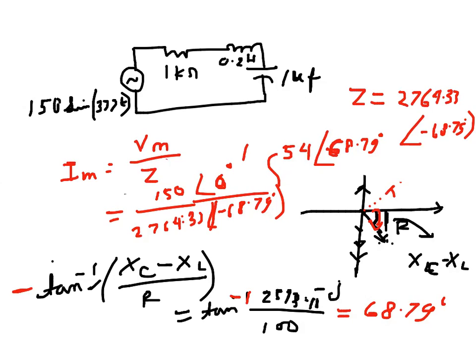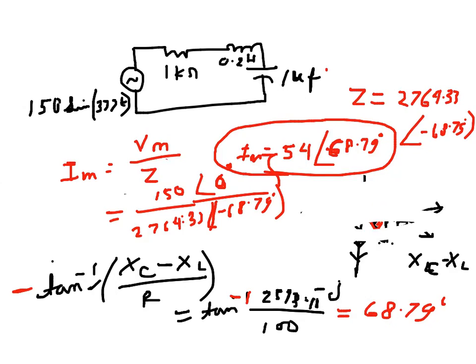Getting a positive angle. In this circuit the capacitive reactance is more than the inductive reactance, so the circuit overall is capacitive, and because it's capacitive, the current is leading. We can see the current angle is leading because the voltage angle was 0 degrees and the current angle is 68.79 degrees.